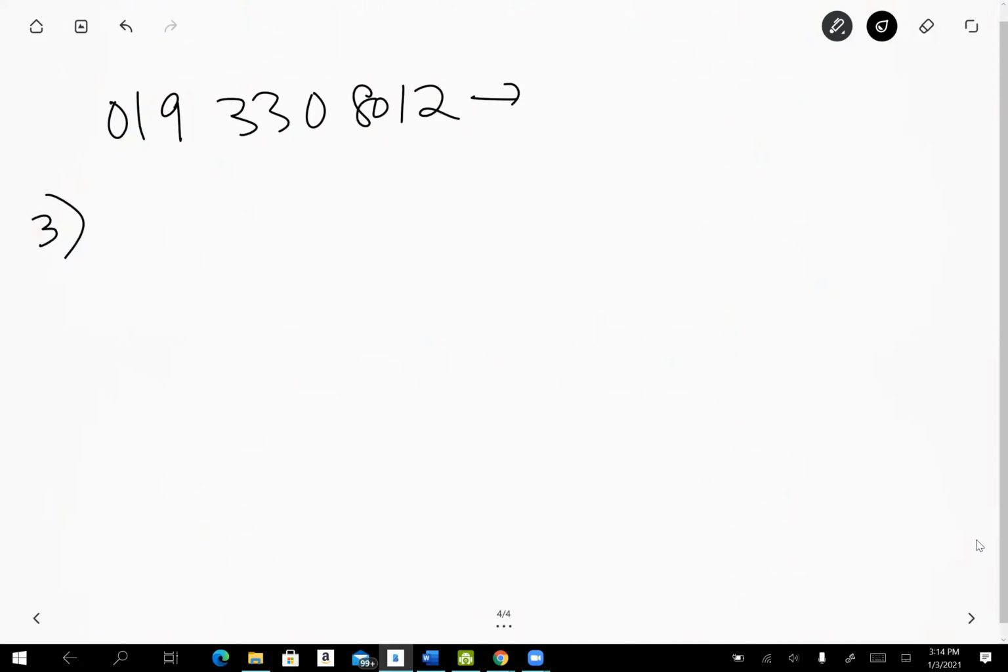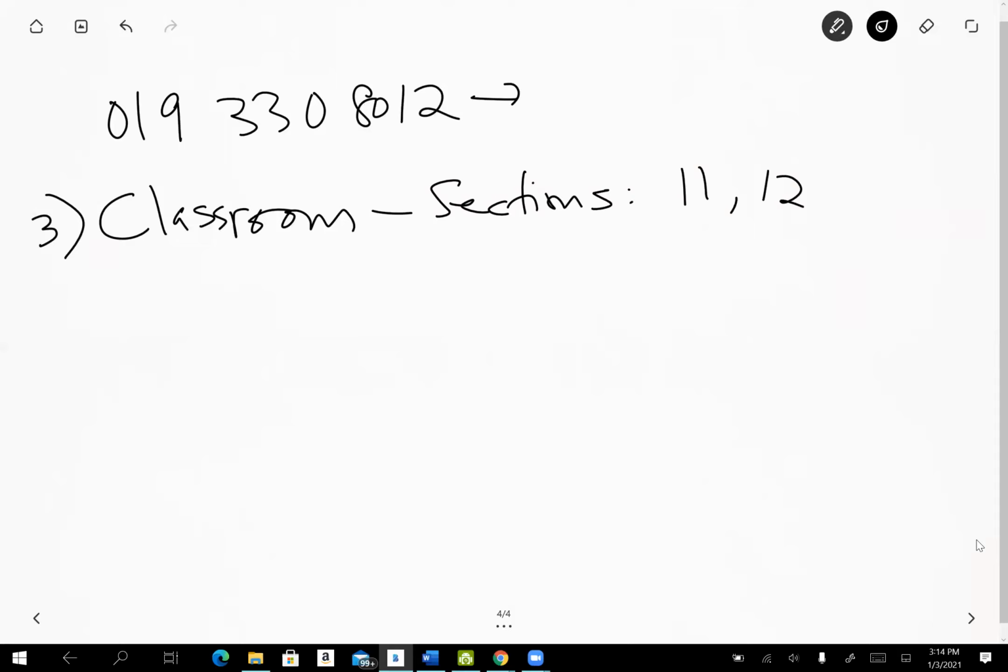Number three, classroom. Now, classroom, I will form. Classroom is slightly different from the WhatsApp. WhatsApp, we go by the class. Classroom will go by section. So you have sections 11 and 12, so there will be two classrooms. One classroom for 11, the other classroom for 12. Or is it one classroom for everybody? I will think about it.